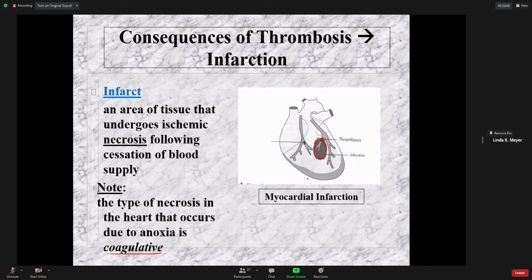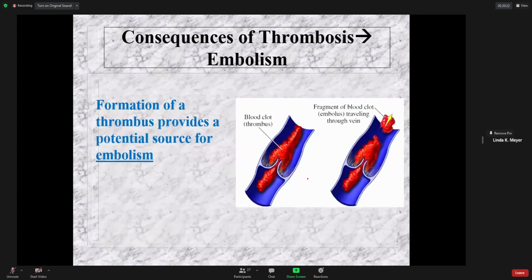So again, thrombosis cuts off blood supplies to arteries and veins. There's lack of oxygen and death of tissue as a consequence. Another consequence of thrombosis is what's known as embolism.